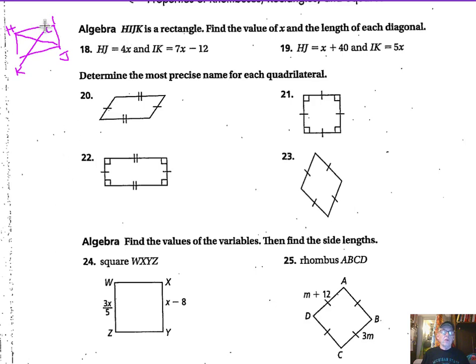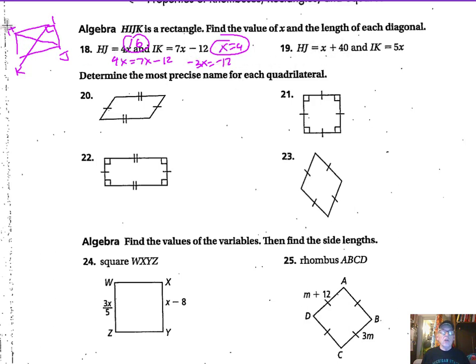Again, we have a rectangle which has congruent diagonals. They're giving us algebra that describes the diagonals. They have to be congruent. We set these equal to each other. So 4X equals 7X minus 12. Take 7X away from both sides. Minus 3X equals minus 12. X is going to be 4. And if X equals 4, we plug it in, we get 16 for the length of the diagonal. So X is equal to 4, and then 16 is the length.